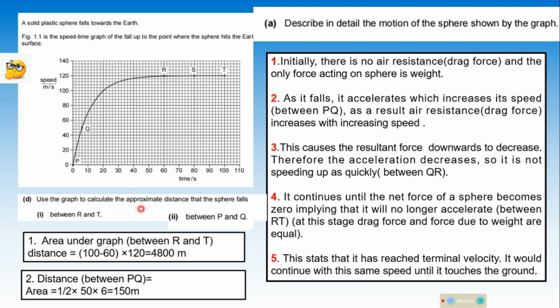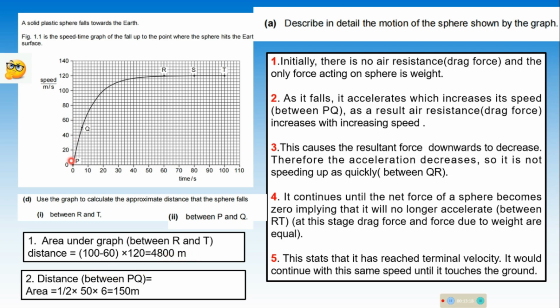Use the graph to calculate the approximate distance that the sphere falls between R and T. Between R and T, you have to calculate the area under the graph. The area under a speed-time graph represents the distance traveled by the object. So the area between R and T is equal to the distance. It is (100 minus 60) multiplied by 120, so it is 4800 meters.